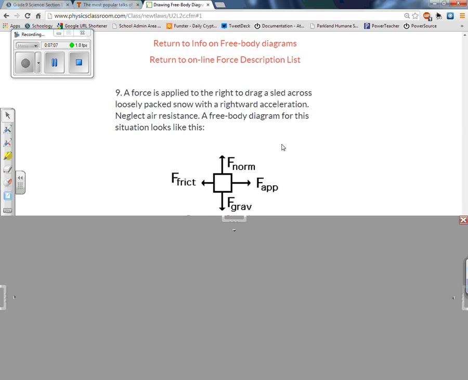A force is applied to the right to drag a sled across loosely packed snow. Remember, that's code for there's friction. And there's a rearward acceleration, so same as before. They're starting to get repetitive, aren't they? There's only so many we can do, especially on a non-rotated, non-angle kind of thing. So they're basically just trying to drill this into our brain. Although there's one coming up right away, and you might argue. That might even be the next one. Is the football the next one? Yeah.